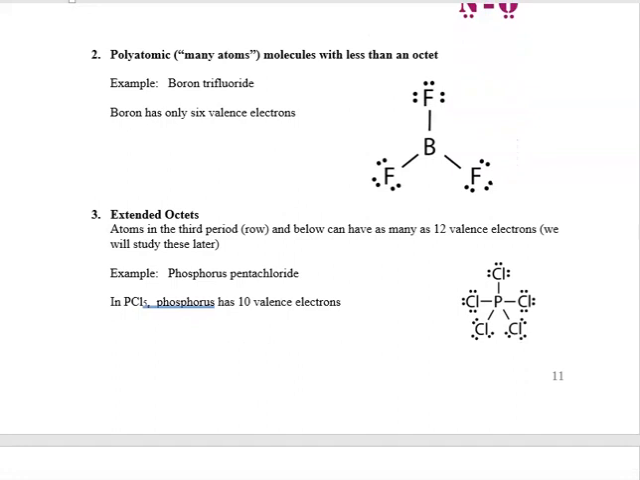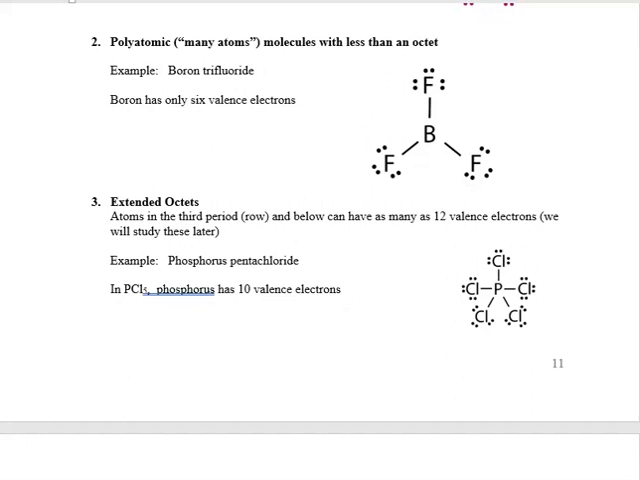Second, polyatomic, meaning many atoms, molecules with less than an octet. So an example is boron or aluminum. Boron only has 3 valence electrons, so it can really only bond on 3 sides. So you could have BH3, or you could have BF3, which you see here in this diagram.